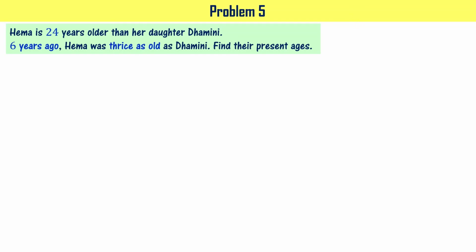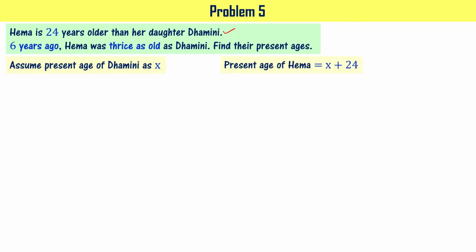Find their present ages. So what I'm going to do is, let me assume that the present age of Damini is X, right? And Hema is 24 years older than Damini. This is the first statement, right? So if I say that the present age of Damini is X, the present age of Hema is going to be X plus 24, right? Now, let's see what are the ages of Hema and Damini 6 years ago.